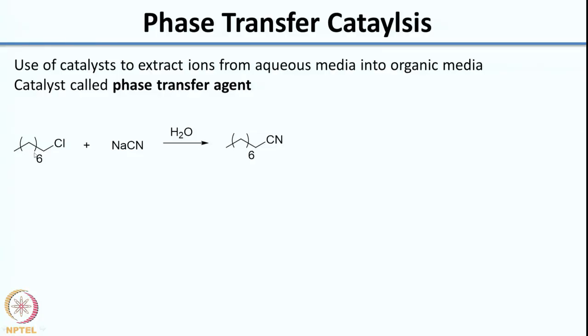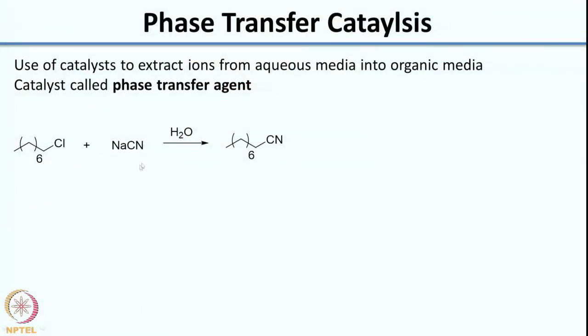So, shown here is a classic example. You have an alkyl chloride getting converted to a nitrile using sodium cyanide in water. Now, you can heat this reaction for 2 days, 3 days, it doesn't matter, the reaction does not take place. Because your alkyl chloride is not very soluble in water and it doesn't react with your CN minus, which is completely solubilized in water. So what is seen is, if you add this reagent, which is a tetraalkyl ammonium salt, this acts as a phase transfer agent and helps in doing this reaction in like 2 to 3 hours. So now you can see the extent of catalysis using this reagent.